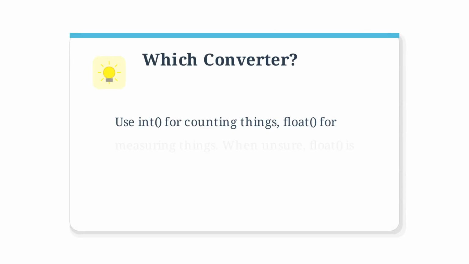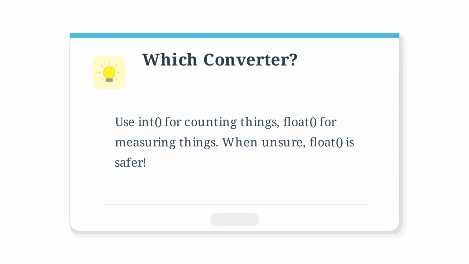Which converter should you choose? Use int for counting. People, items, scores, ages, and years. Use float for measuring. Height, weight, temperature, money. When you're not sure, float is the safer choice because it accepts more number formats.